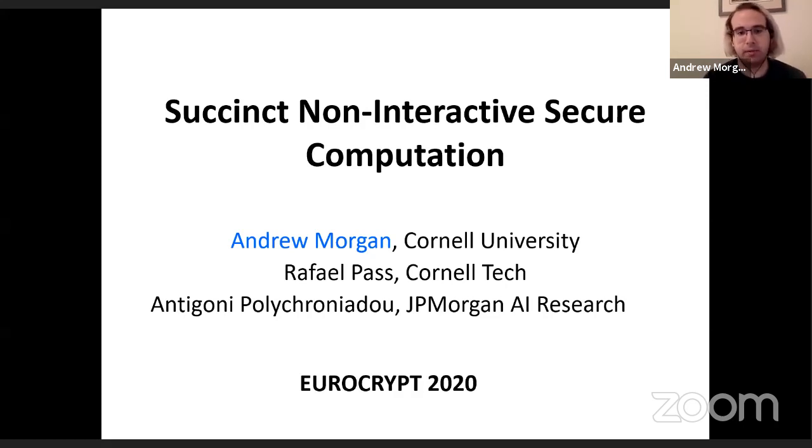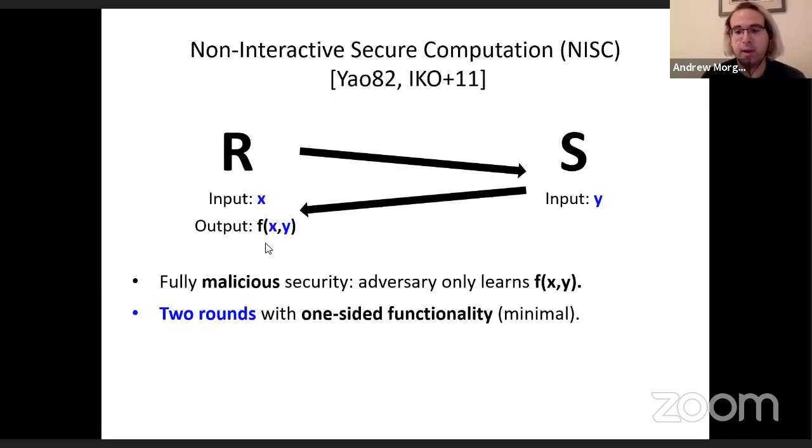And today I'll be talking about recent work done jointly with Raphael and Antigone, which constructs a protocol for succinct, non-interactive, secure computation. Non-interactive secure computation, or NISC, refers to two-party secure computation with minimal round complexity. That is, 2 rounds where only one party, the receiver, gets the output from the protocol. We'll also focus on security against fully malicious adversaries.